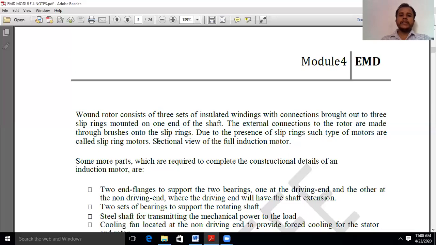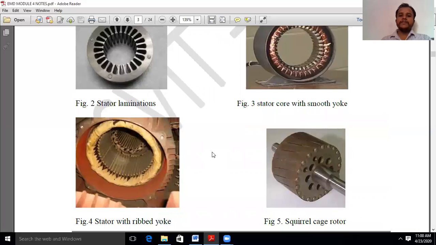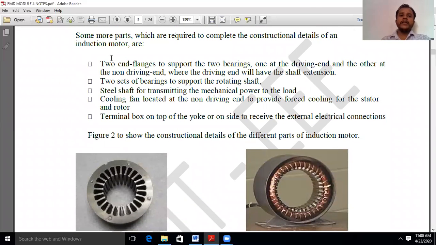Again, in the sectional view of the full induction motor, along with the stator and rotor, there are some more parts required to complete the constructional detail of an induction motor. Here there are two end flanges to support the two bearings, one at the driving end and the other at the non-driving end. These are mechanical parts mainly used to support the two bearings.